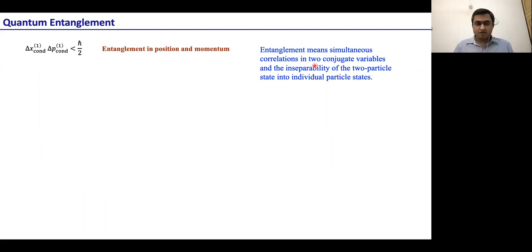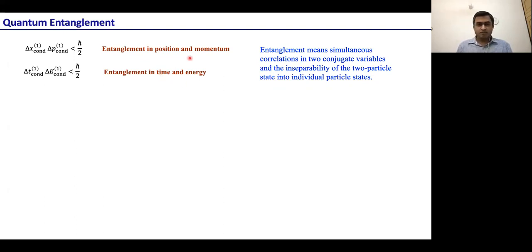Okay. I will do a version of this in two dimensions for polarization as well, and maybe it will be clearer there. We talked about entanglement in position momentum. You can similarly have entanglement in time and energy. Just like position and momentum, time and energy are conjugate variables.